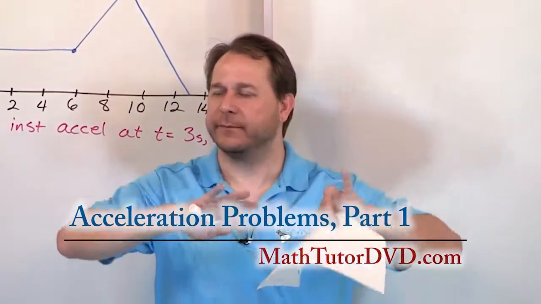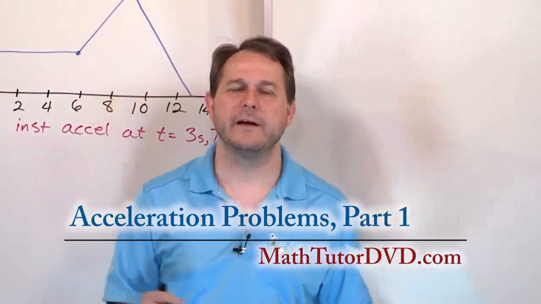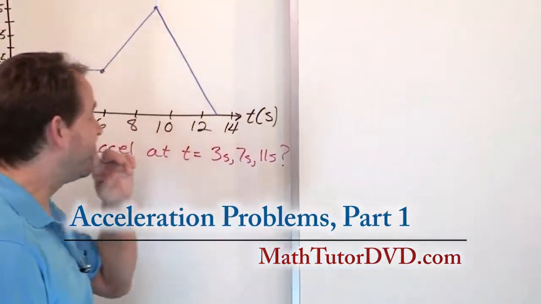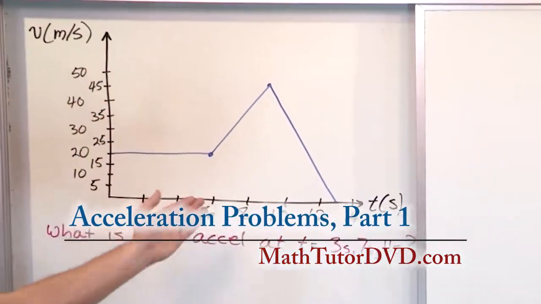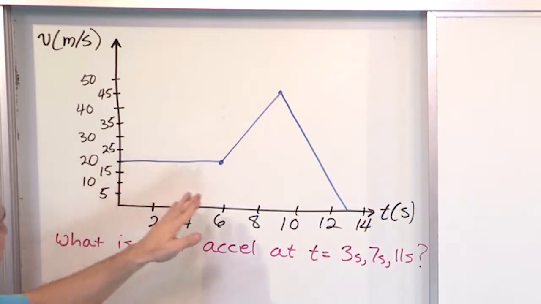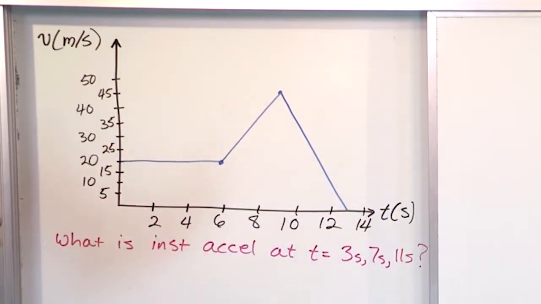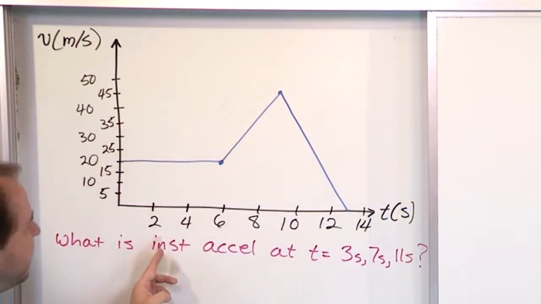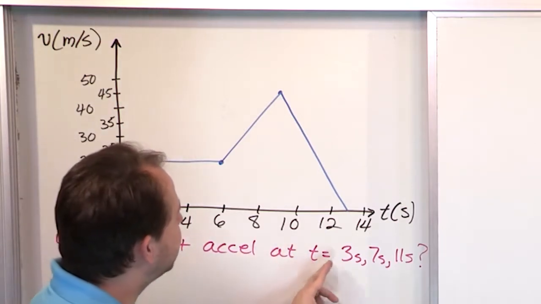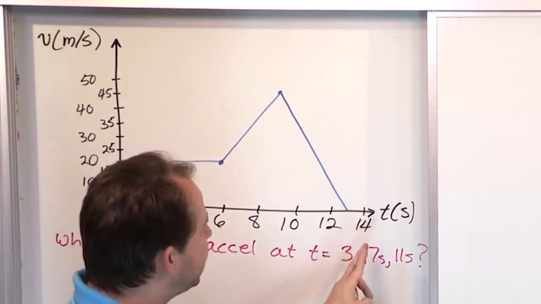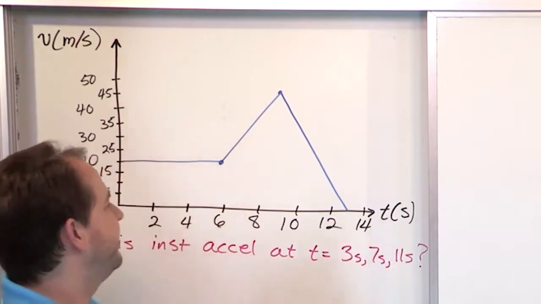Now we're going to put everything that we've learned together and solve a few fairly simple problems in acceleration. What we have here on the board is a velocity time curve. You can see that it's a weird, jagged looking curve, but what we're asked to find is the instantaneous acceleration at t equals 3 seconds, and then find it again at 7 seconds, and find it again at 11 seconds.